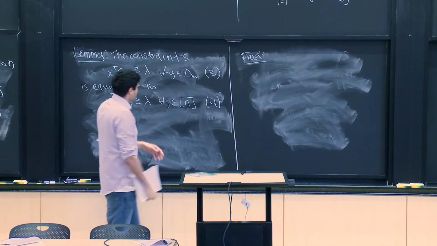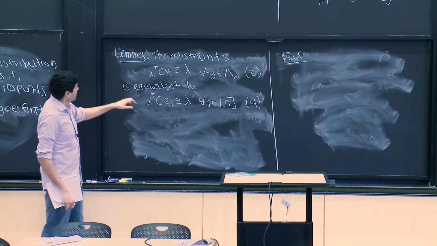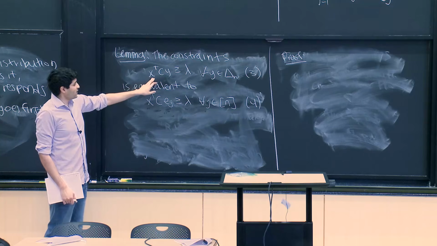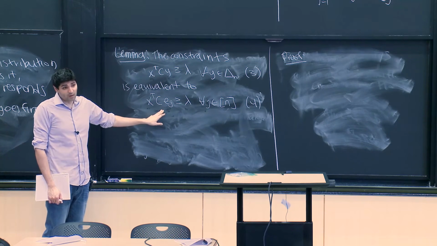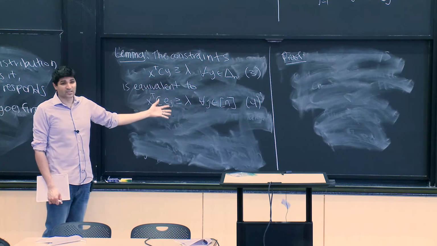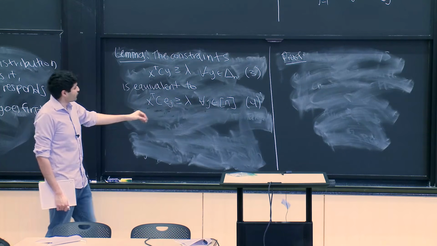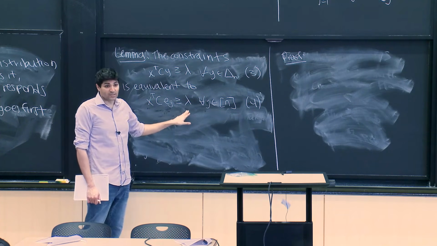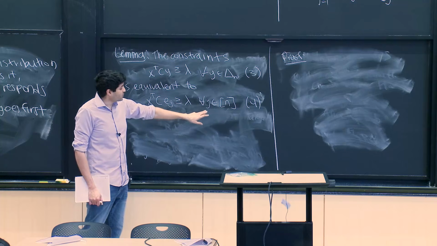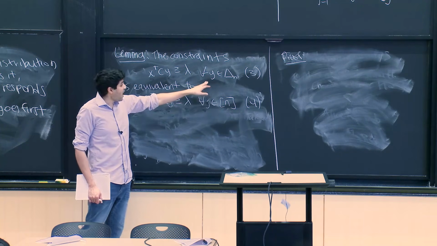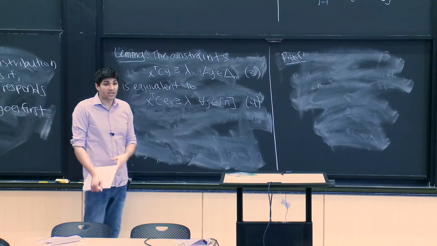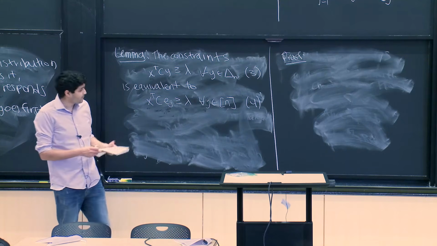So one direction is obvious because whenever I satisfy the constraints in 3, I better satisfy the constraints in 4, because this is just a subset of them. It's a very particular set of distributions I look at. But the more interesting direction is when I satisfy all the constraints in 4, how exactly can I prove that I satisfy the constraints in 3?